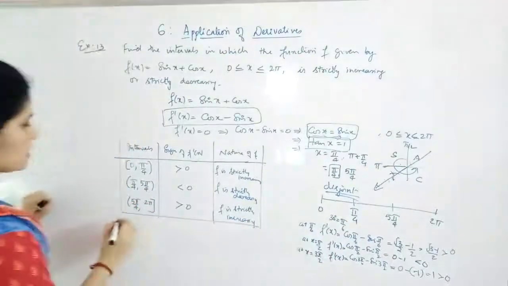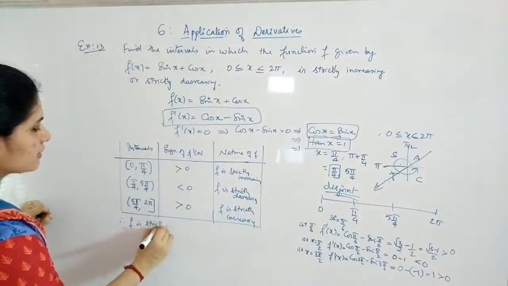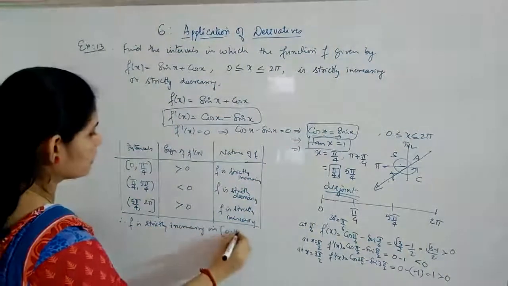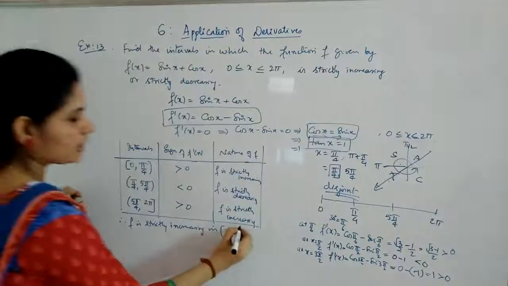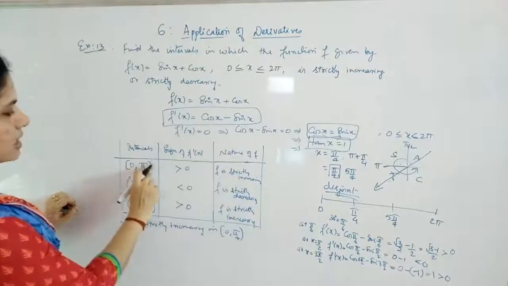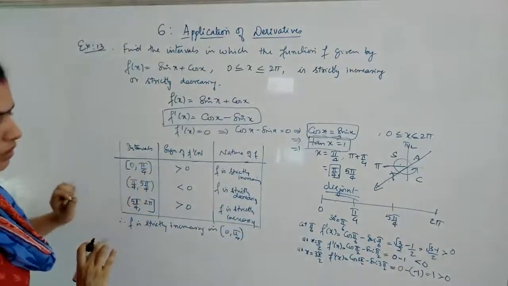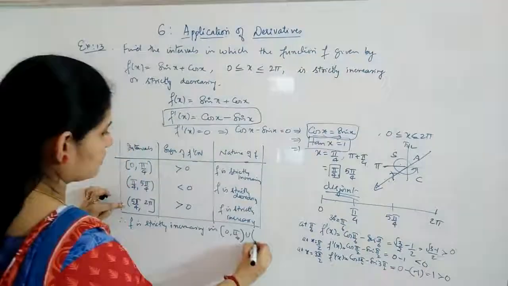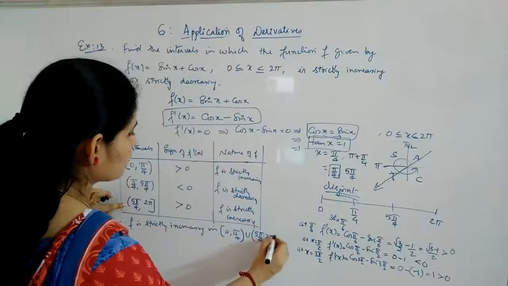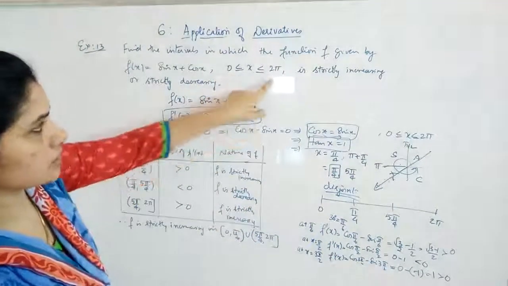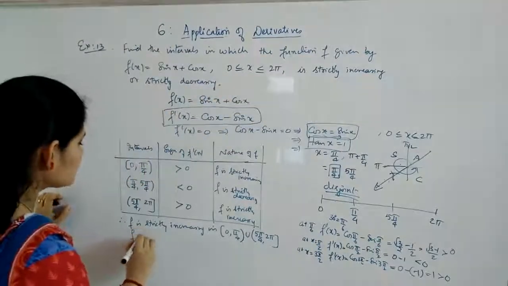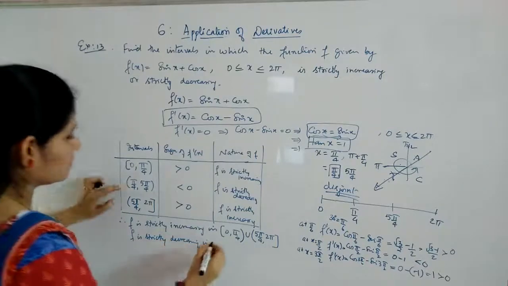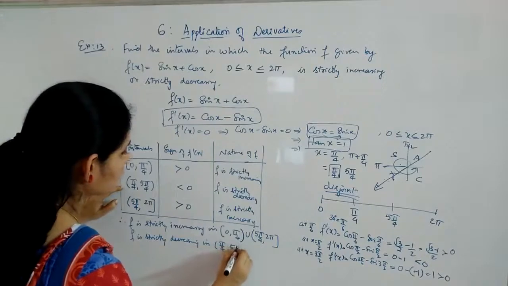So the total conclusion is, therefore, f is strictly increasing in closed 0 pi by 4. Again, it is strictly, that's why open interval. Now, if the question was increasing, you can put it as closed bracket, in both the sides it will be closed. Here it is open. Union, the other interval is 5 pi by 4, comma 2 pi, closed. These closed are coming because of this. And f is strictly decreasing in open pi by 4, comma 5 pi by 4.